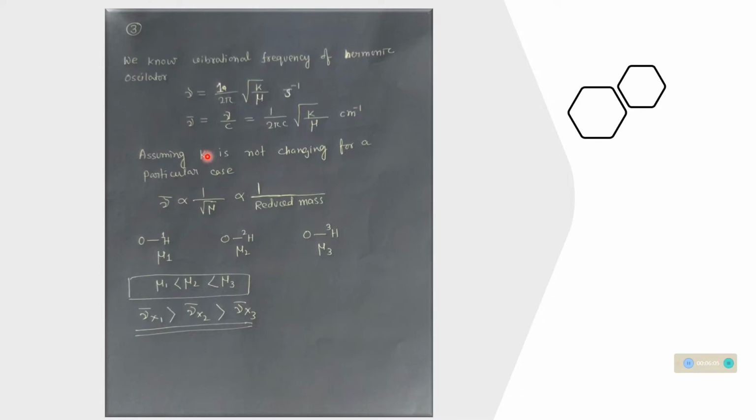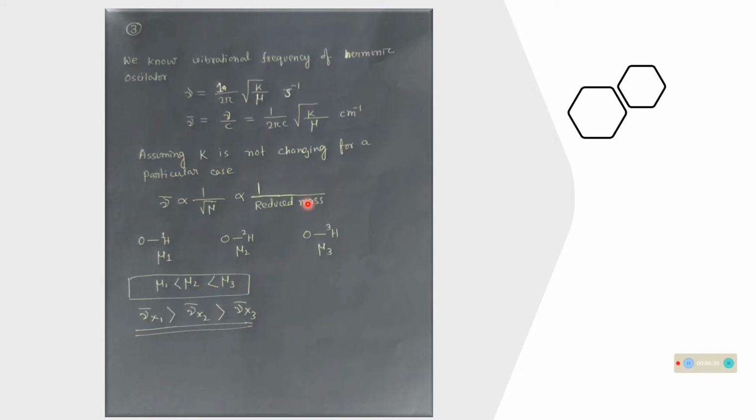But try to understand that in this case it is an OH bond. So for three different isotopes of hydrogen, consider the force constant value, that is k. For the OH bond it is k1, for OH2 it's k2, for OH3 it's k3.